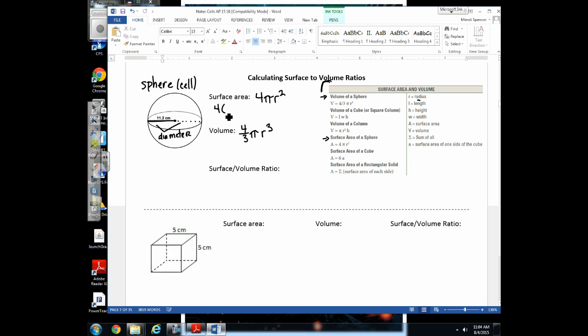4 and pi is 3.14. Radius is 11.2 in this example. Remember I said we're calculating surface area, we're going to be squaring numbers. So I like to square the numbers first and get that value, which is 125. And if I multiply those together, I'm going to get 1,575.